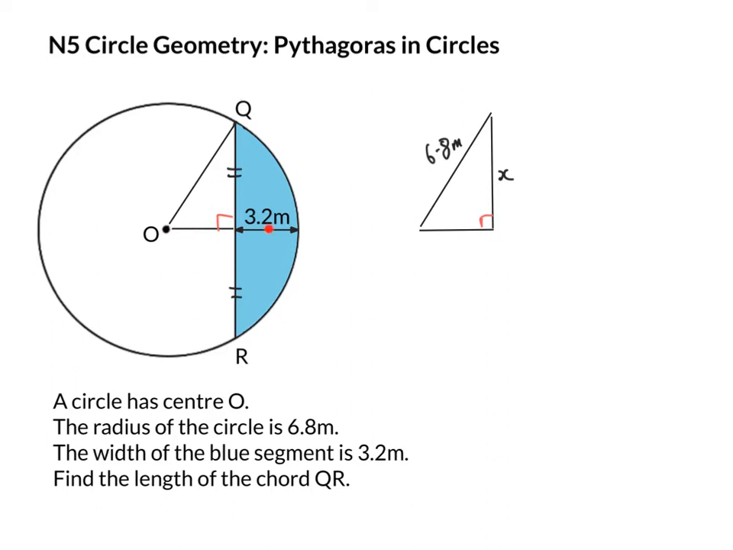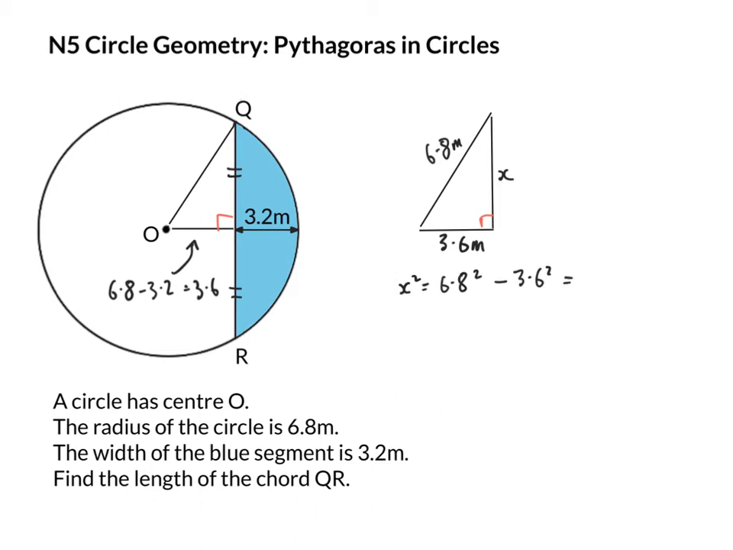However, if all of this is 6.8 and this bit here is 3.2, this bit is going to be 6.8 minus 3.2. That's going to be 3.6. So this length is 3.6. I can add that into my diagram. I can use Pythagoras again. X is touching a right angle, so X is a short side. So I can do the big square, take away the small square.